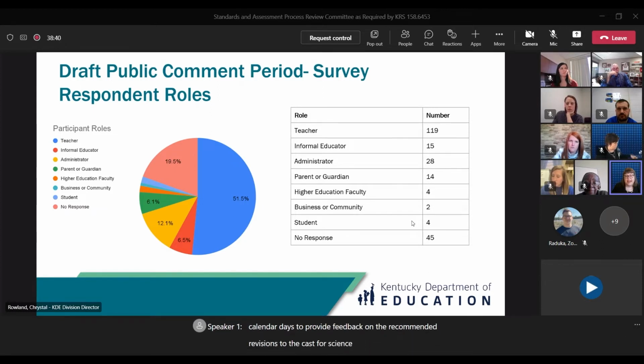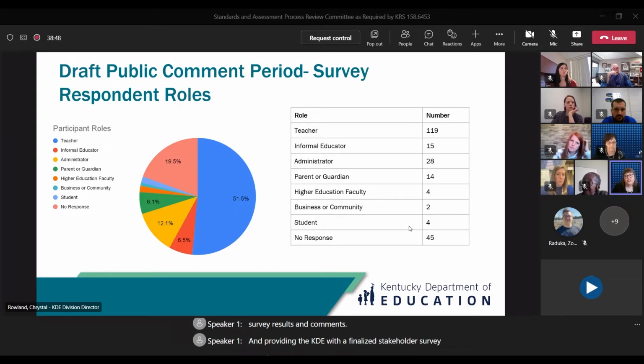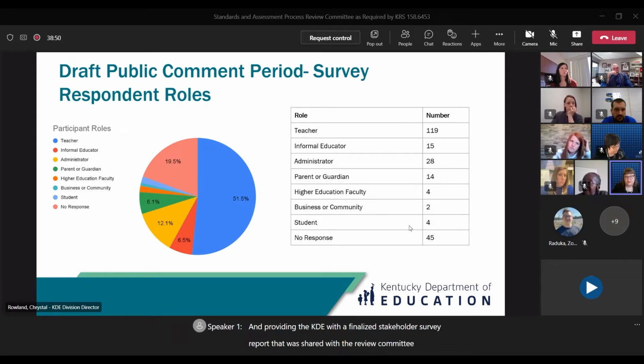AIR compiled all survey results and comments, providing the KDE with a finalized stakeholder survey report that was shared with the review committee and advisory panels. As you can see, there were a variety of education and community stakeholders represented in that survey data as well, just over half of those respondents being teachers.